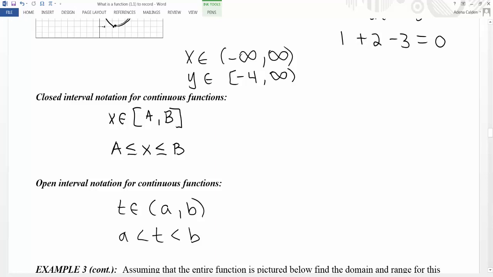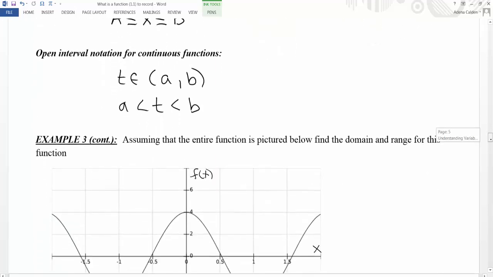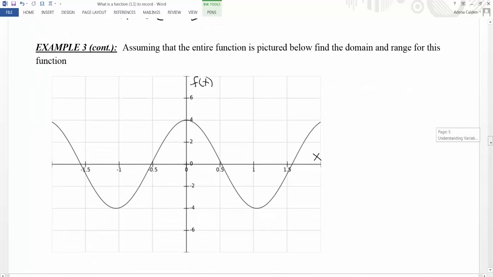So let's try a couple more and see if we can figure out these intervals for the domain and range using our new notation. So next, we're going to consider a graph. Assuming that the entire function is pictured below, find the domain and range for this function. If the entire function is pictured below, that means that it does not continue past what we see. And therefore, we can cut off our graph in terms of the independent variable because we don't have these arrows on the ends.